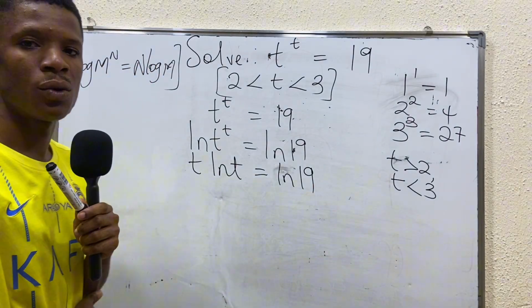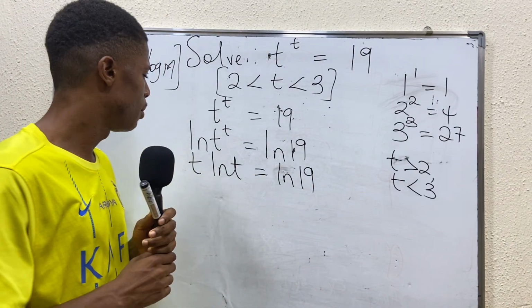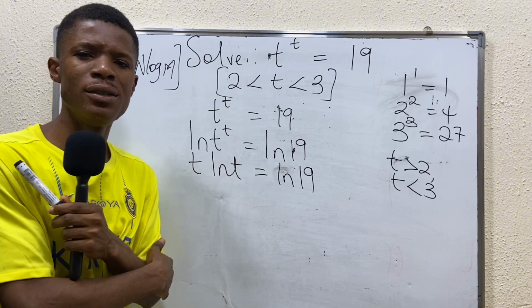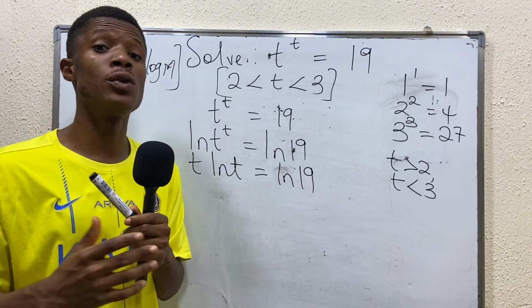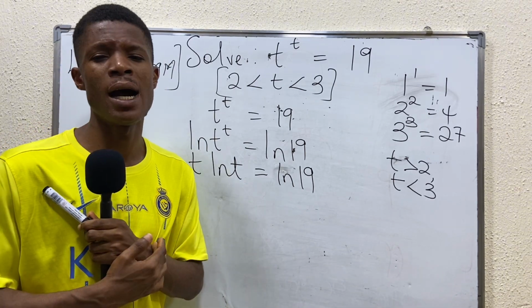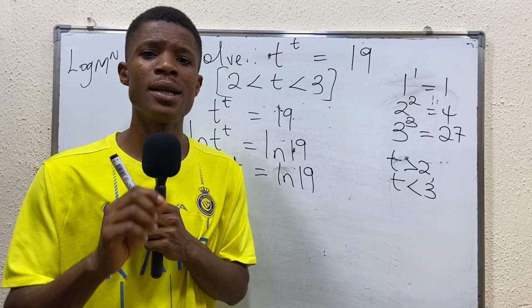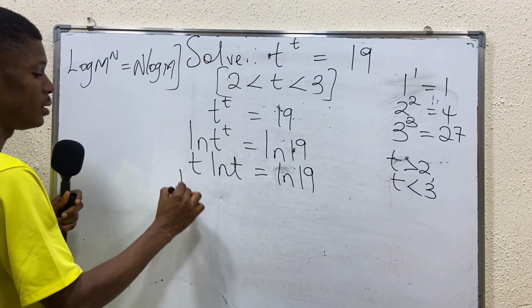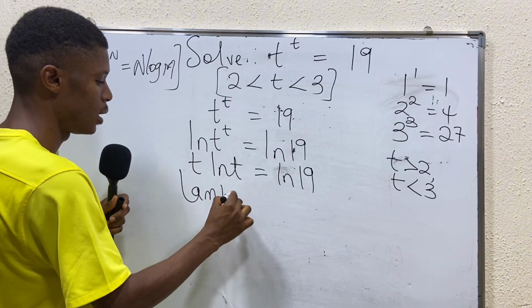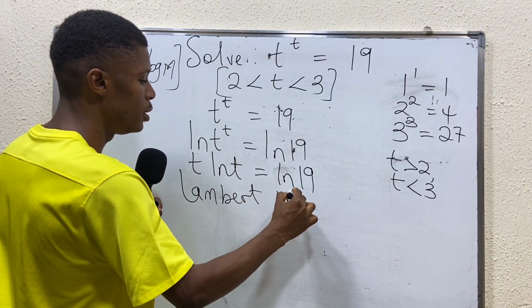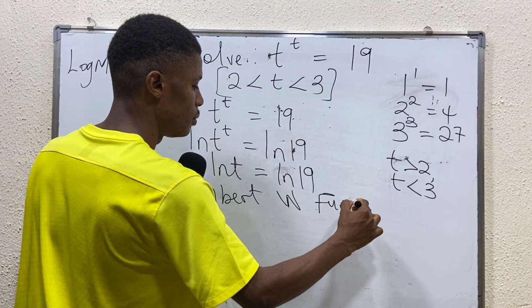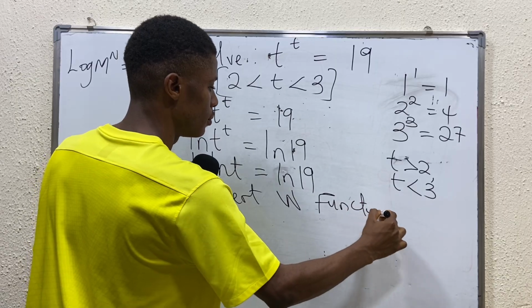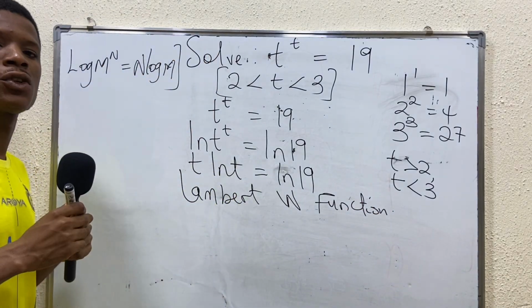On having this, we are almost close to the answer. But here, what can we do to get the value of t? Now we introduce one sweet function in math, which is called the Lambert W function. What's this function all about?